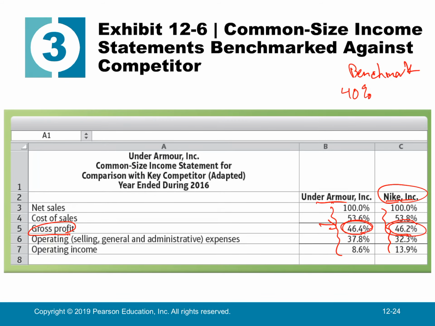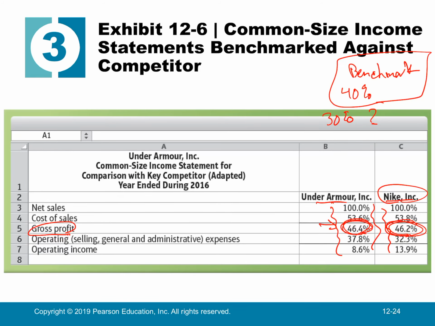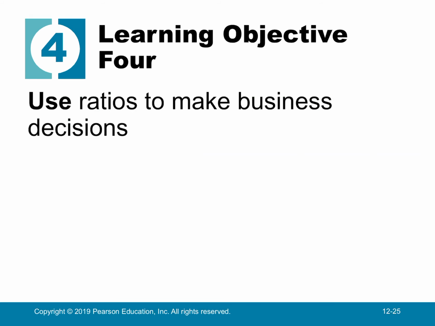then I can say, wow, look, both Under Armour and Nike are doing really well. They're doing better than the benchmark. And if I go out and start a clothing company in sports clothing and my gross profit is 30%, I can say, that's pretty low relative to the benchmark. Why is it so low for my company? Is there anything that I can improve? So that's what benchmarking is. And this is why we want to convert the financials to common size, which is just percentages.